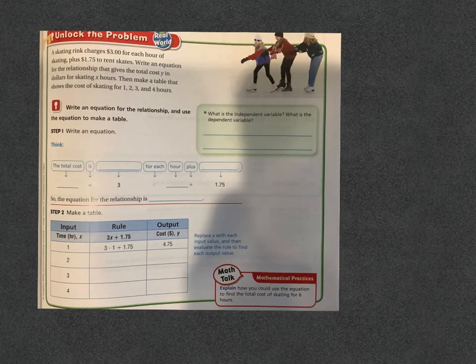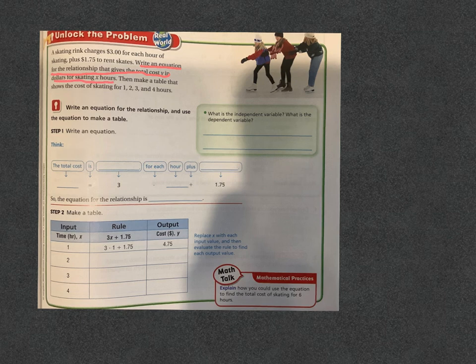All right, so we will use our steps. We will read this. A skating rink charges $3 for each hour of skating, plus you spend $1.75 to rent your skates. Write an equation for the relationship that gives the total cost Y in dollars for skating X amount of hours. And then make a table that shows the cost of skating for 1, 2, 3, and 4 hours. We'll underline what they want us to do. They want us to write an equation for the relationship that gives the total cost of skating.